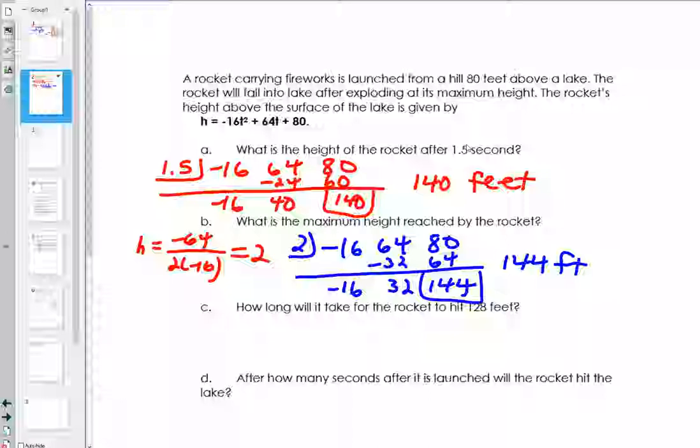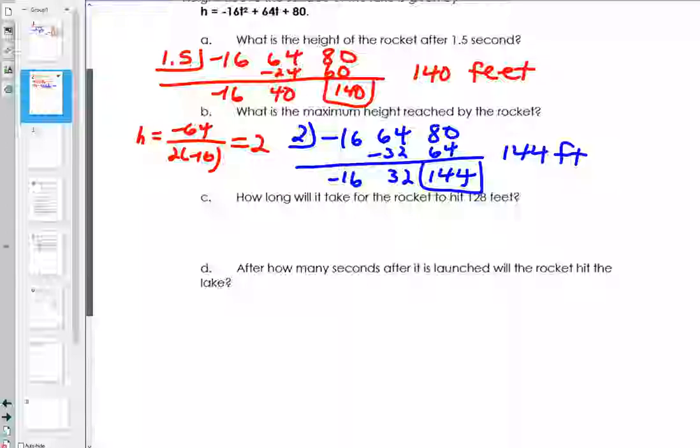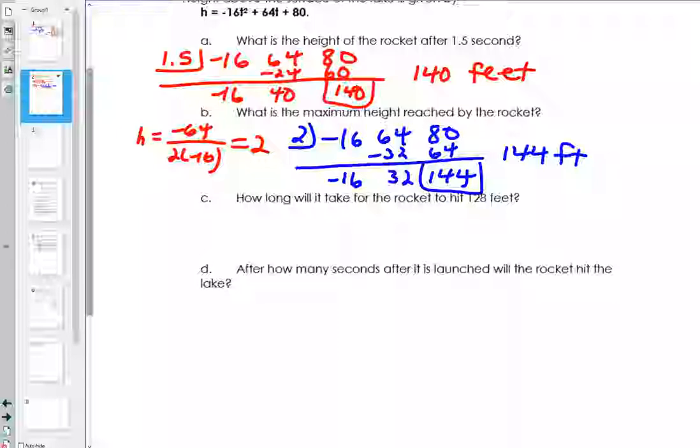How long will it take for the rocket to hit 128 feet? This is also going to involve substitution, but 128, is it a height or is it a time? It's a height, so that needs to be where the height goes, where the H is. I'm going to plug it in for H. So I'll put 128 is equal to negative 16t squared plus 64t plus 80.